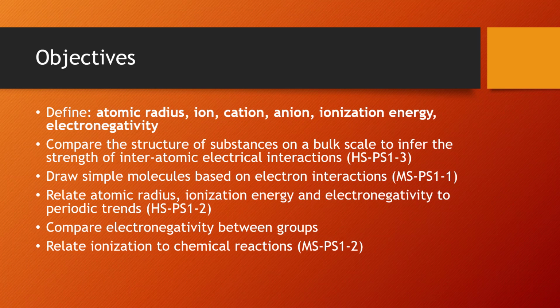Compare the structure of substances on a bulk scale to infer the strength of interatomic electrical interactions. We're going to be starting with defining those in this lecture and moving on in other lectures. Draw simple molecules based on electron interactions. Again, we're looking at electron interactions here, and later you'll be drawing molecules. Relate atomic radius, ionization energy, and electronegativity to periodic trends. Compare electronegativity between groups and relate ionization to chemical reactions.